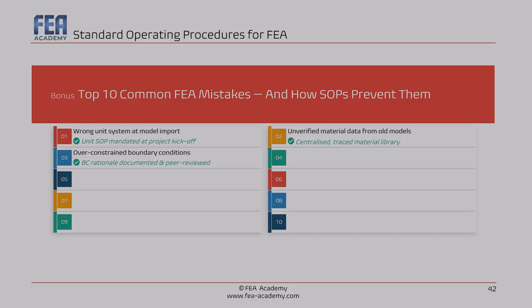Third one, over-constrained boundary conditions. Analysts add constraints because they are worried about rigid body motion, and they add too many. So at the end of the day, the model is over-constrained and the behavior is wrong. The fix is a rational requirement. Every constraint must be justified in writing. Okay, you cannot put a constraint without justifying it in writing.